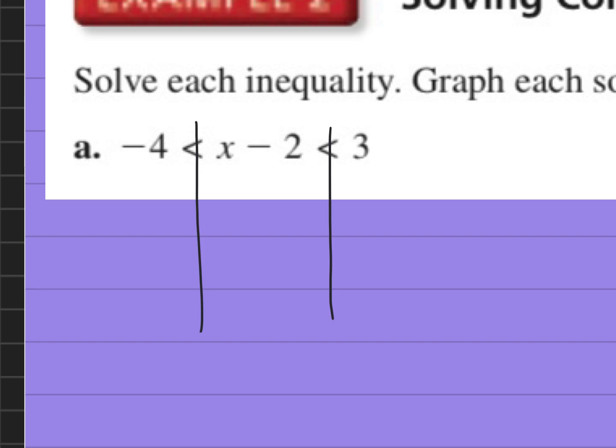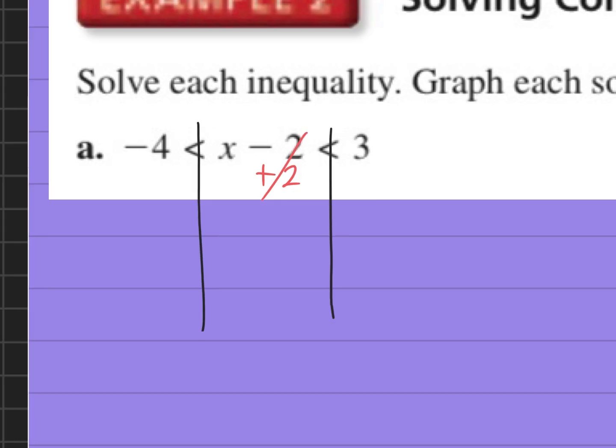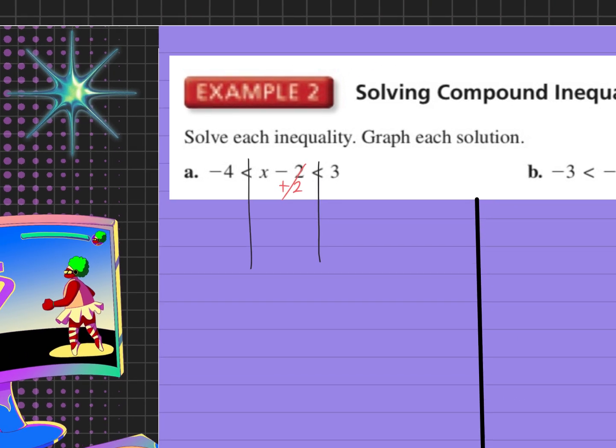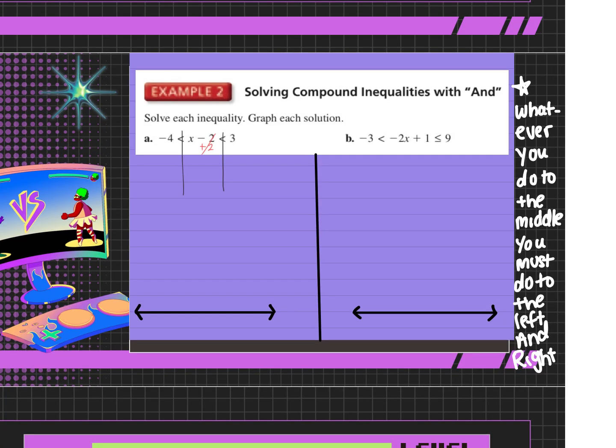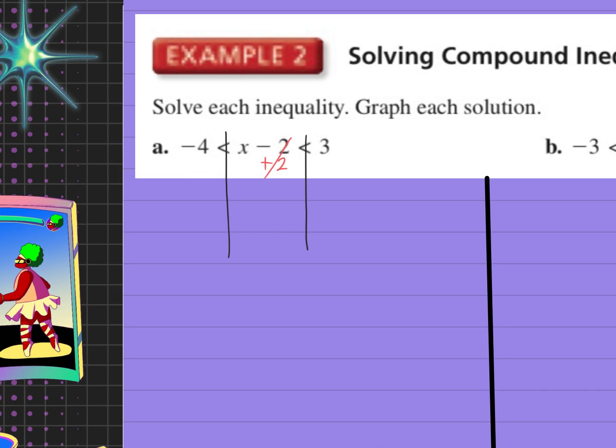So our goal is still always to get the variable by itself. Well, if you look in the middle room, you can see X is not by itself. It has a -2. So I'm going to get rid of -2 the same way as always by adding 2. However, I usually say whatever you do to one side, you have to do to the other side. But there's a middle, a left, and a right. So you'll notice over here I put my little note, whatever you do to the middle, you must do to the right and the left. So since I added 2 in the middle, I have to add 2 to the right and add 2 to the left. So let's see what I have left.